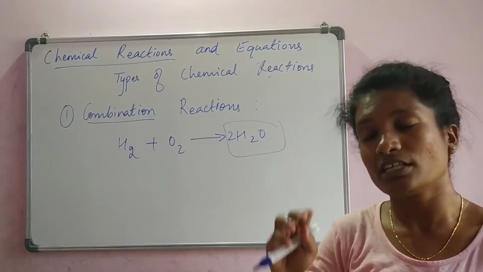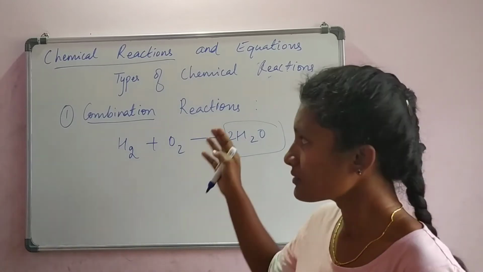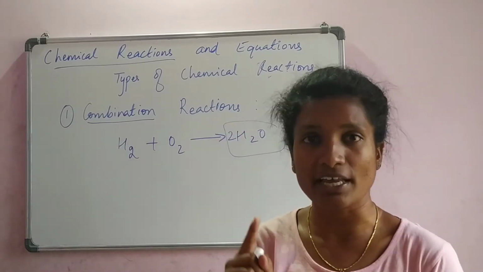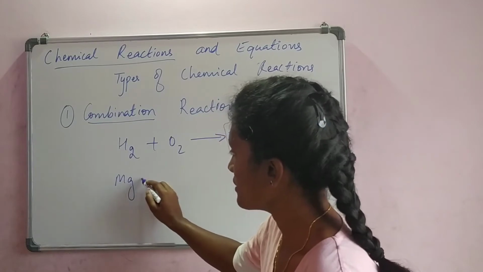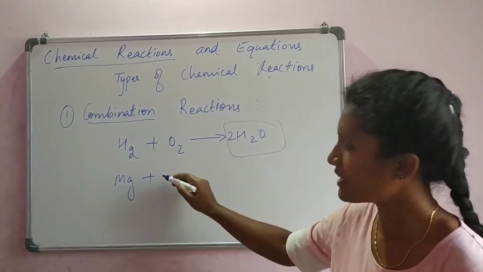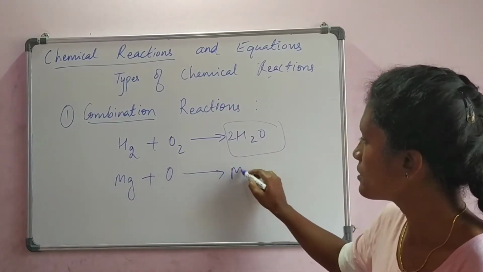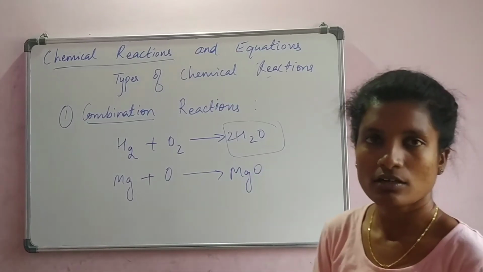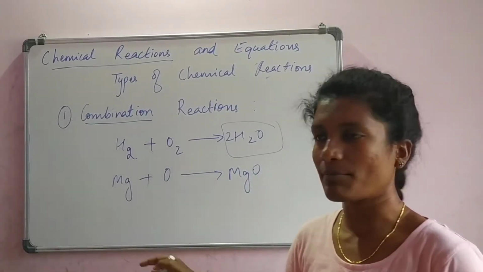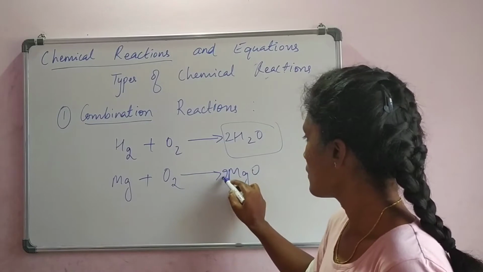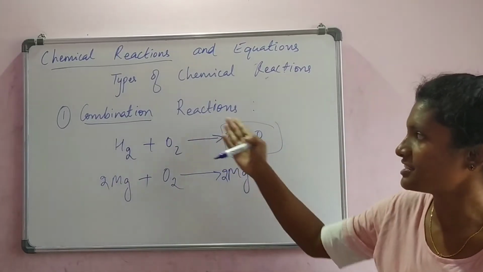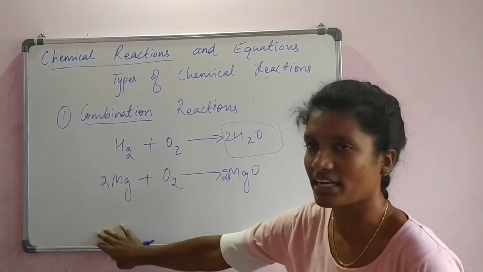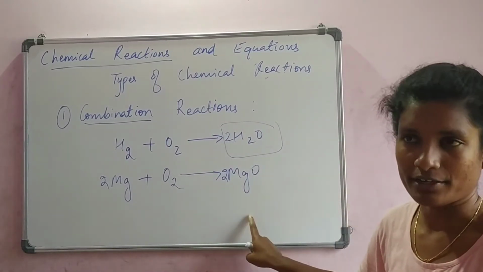Similarly, in the initial class, we took an example of magnesium ribbon. That is also a combination reaction. Magnesium ribbon reacting with oxygen forms magnesium oxide, isn't it? So this is an example for combination reaction. You see there are 2 reactants, there is only 1 product.